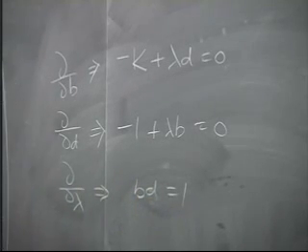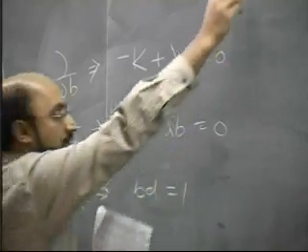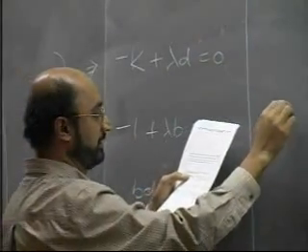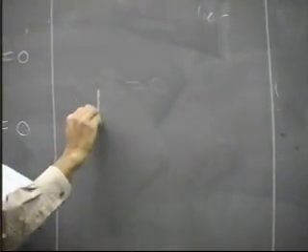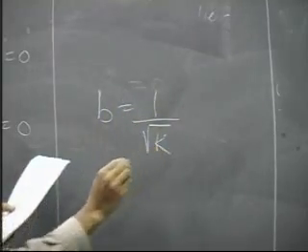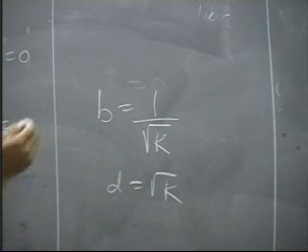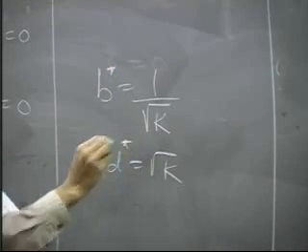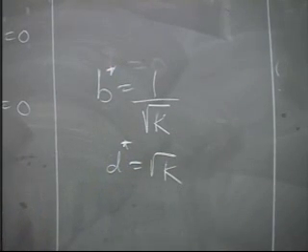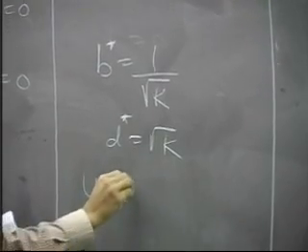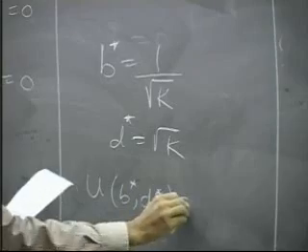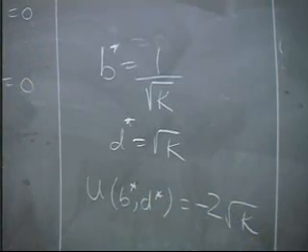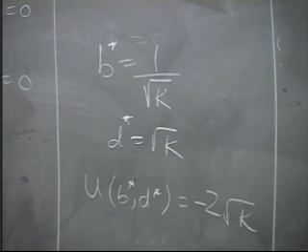And we want to find the point at which all three equations are true. So we have three equations in three variables, lambda, B, and D. And we can solve it to get the solution, which is that B equals 1 over under root K, and D equals under root K, obviously because BD equals 1. And the value of U at this point, B star, I guess it should be D star, is this. And the value of U at B star and D star equals minus 2 under root K. All right? And we only have one stationary point.